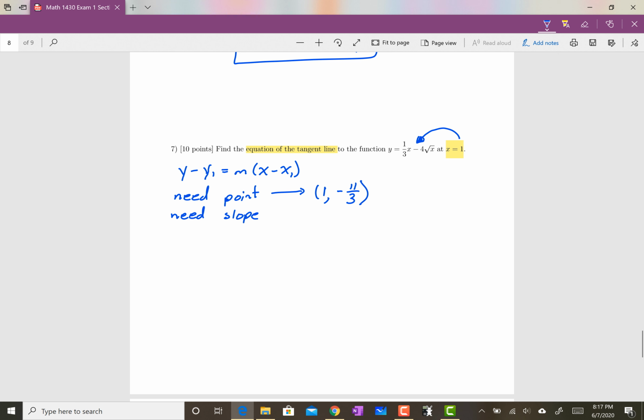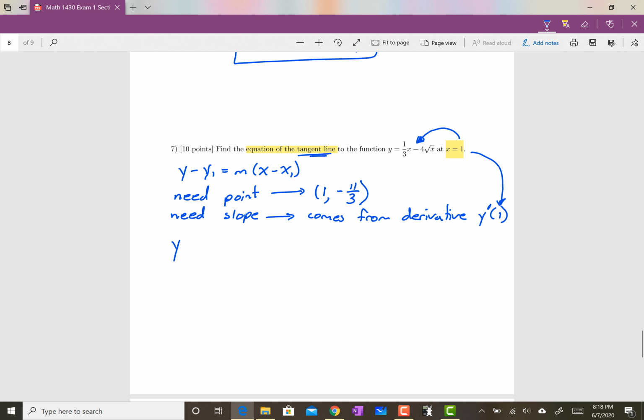The next thing we need is a slope. Now the slope is important because if you're looking at a tangent line, and tangent lines only, the slope comes from the derivative. We've learned this through multiple exercises. So technically, if we can find the derivative of y and then plug our x equals 1 value into that derivative, we will have our slope. Once you have the point and the slope, you're ready to find your line. We already have our point, so let's go ahead and find our slope.